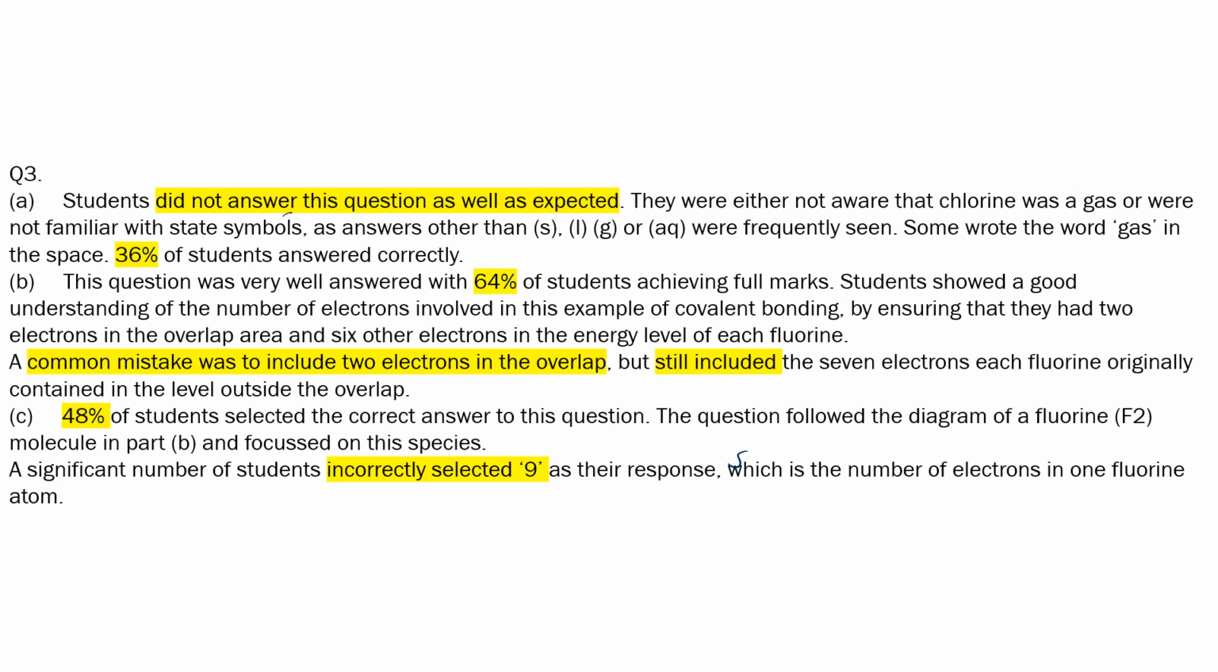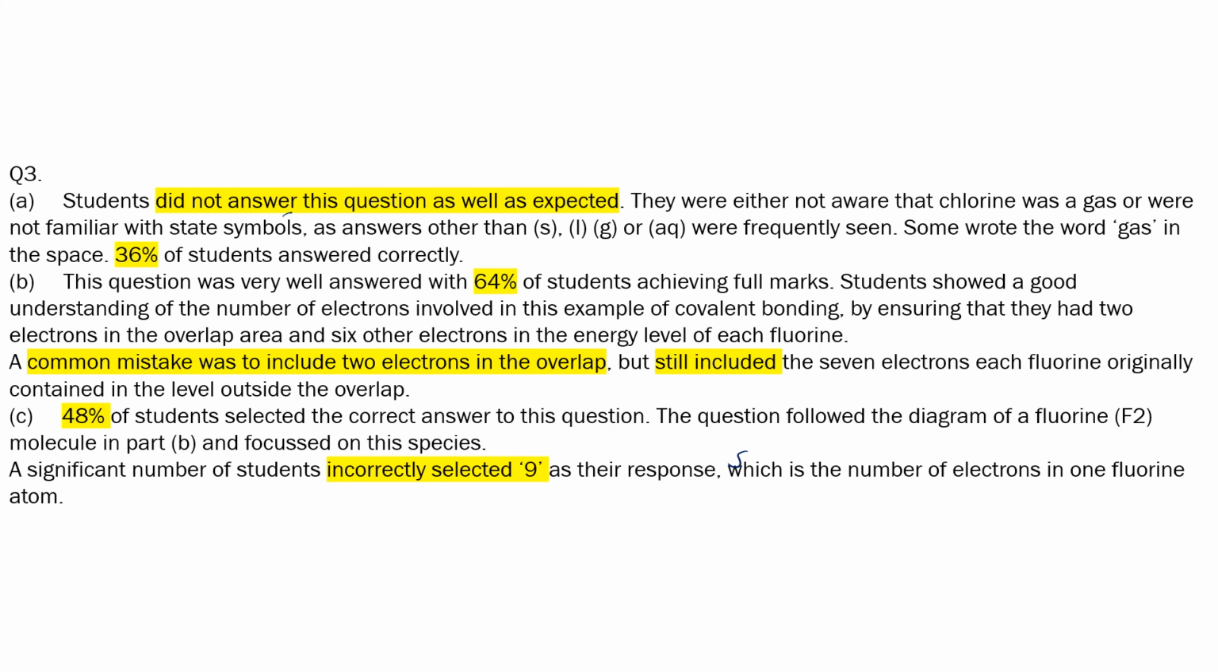Part B. This question was very well answered, with 64% of students achieving full marks. Students showed a good understanding of the number of electrons involved in this example of covalent bonding by ensuring that they had 2 electrons in the overlap area and 6 other electrons in the energy level of each fluorine. A common mistake was to include 2 electrons in the overlap, but still included the 7 electrons each fluorine originally contained in the level outside the overlap. Remember, you need 7 in total.